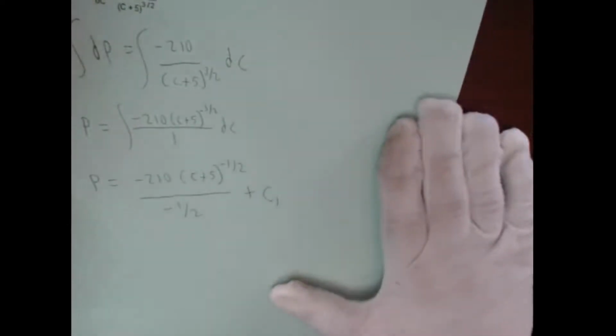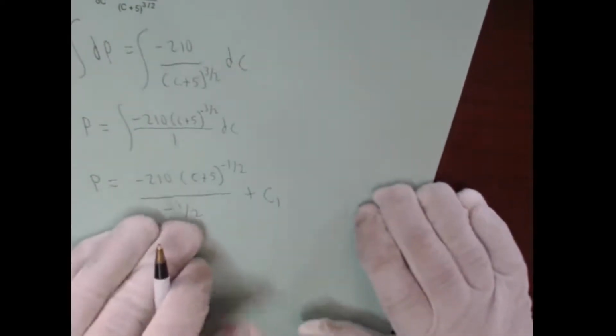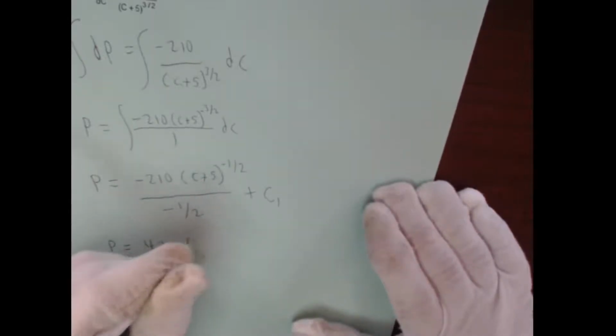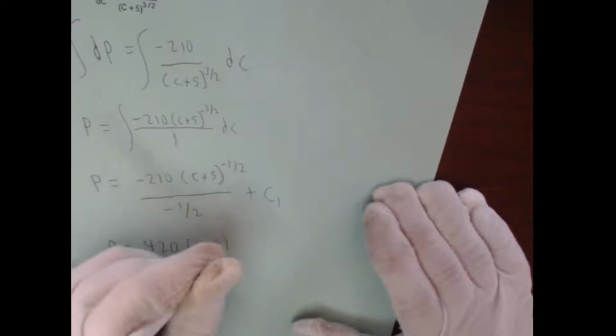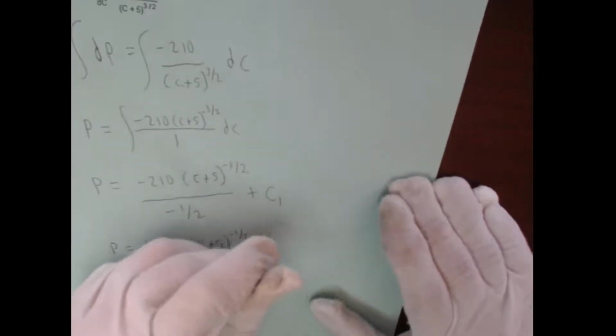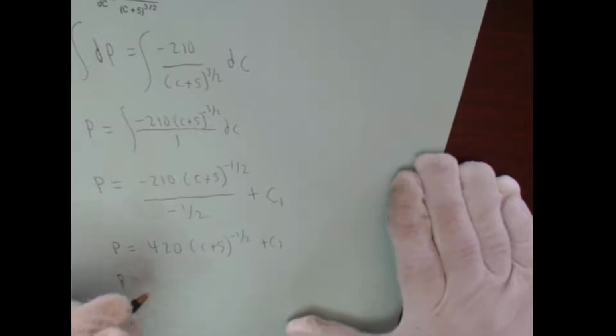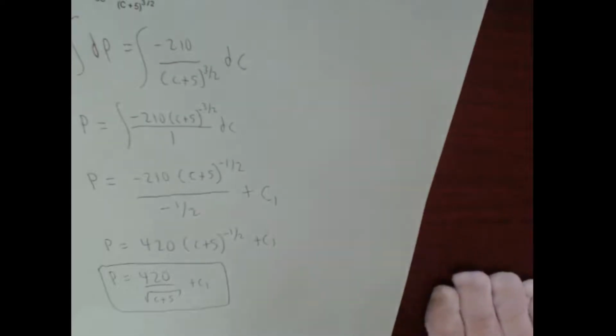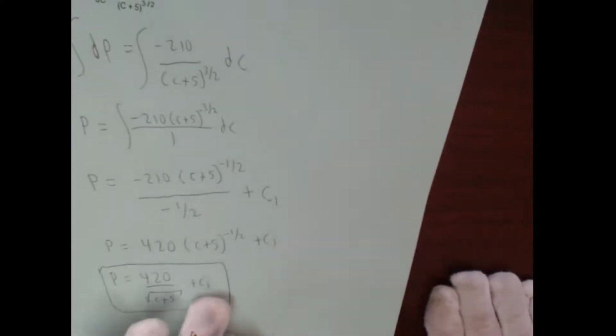Dividing by 1/2 is the same thing as multiplying by 2. So this is the same as multiplying by negative 2. So my profit function is 420 times c plus 5 to the negative 1/2 plus my constant function. Or if we want, we can write it like this. Like that. So there is the first question answered. We have our profit function. 420 divided by the square root of c plus 5 plus a constant.